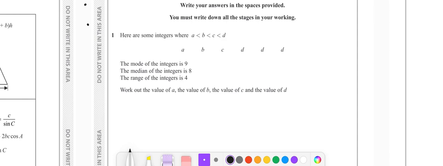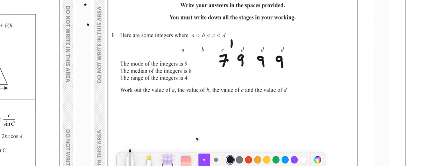The mode of the integers is 9. That means there must be at least 2. In fact, you can see that there are 3 D's, so that's going to be the mode. So D is going to be 9. Just put that in there because we're told that they're in order. The median of the integers is 8. So this is the middle, between C and D. So that means C has got to be 7.